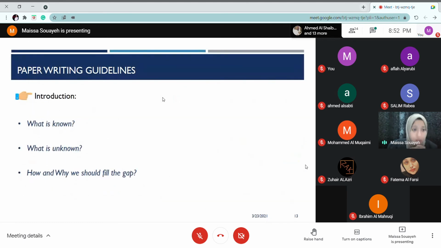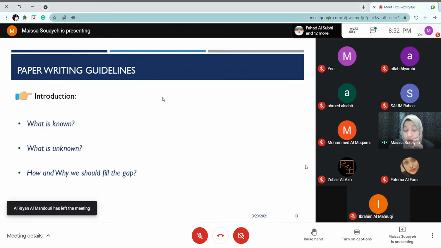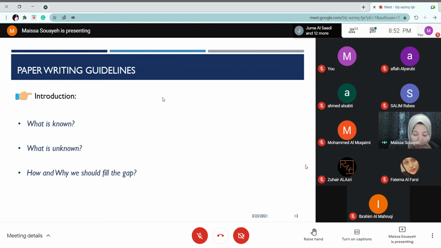Now we'll move to the introduction. Usually, most people suffer with the introduction, and most of the problems occur during the introduction. As we said before, the introduction should answer 3 questions. What is known? What is unknown? And how and why we should fill the gap between the known and the unknown.